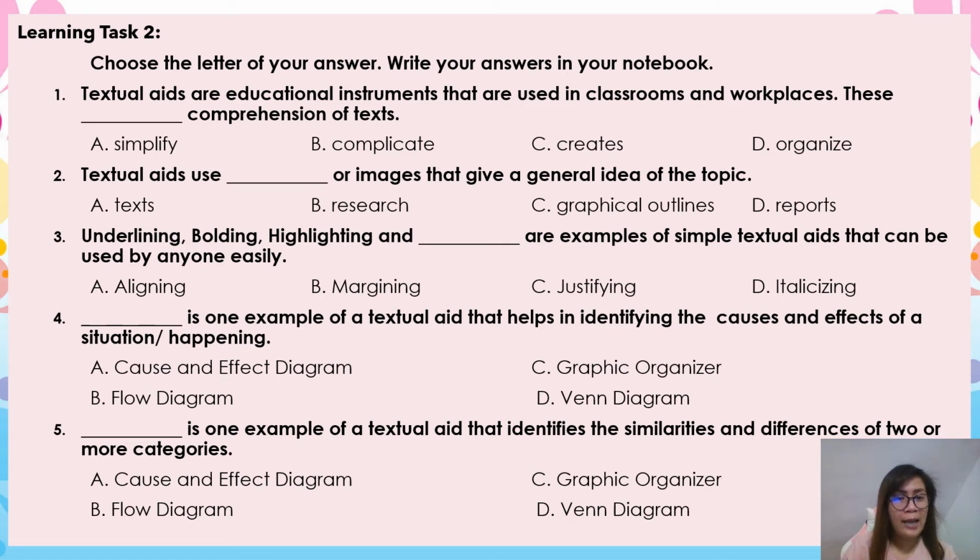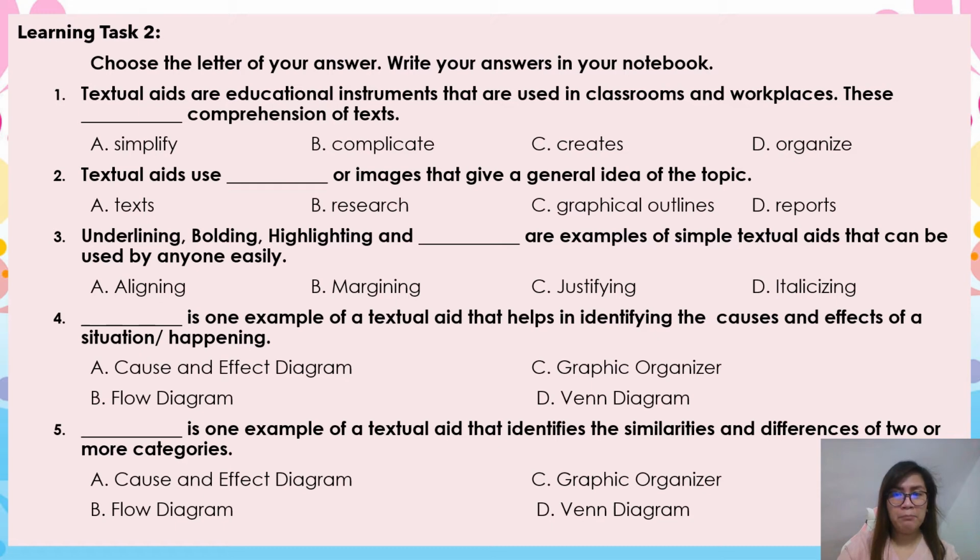Number 4. Blank is one example of a textual aid that helps in identifying the causes and effects of a situation or happening. Is it A. Cause and effect diagram, B. Flow diagram, C. Graphic organizer, and letter D. Venn diagram. Number 5. Blank is one example of a textual aid that identifies the similarities and differences of two or more categories. Is it A. Cause and effect diagram, B. Flow diagram, C. Graphic organizer, or letter D. Venn diagram.